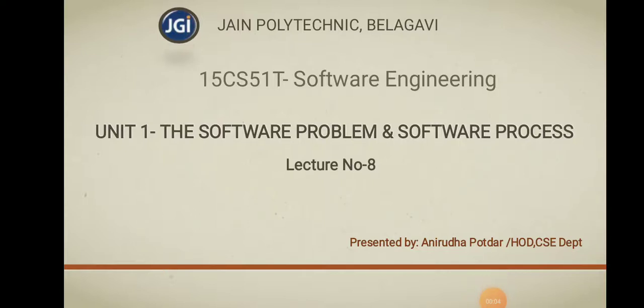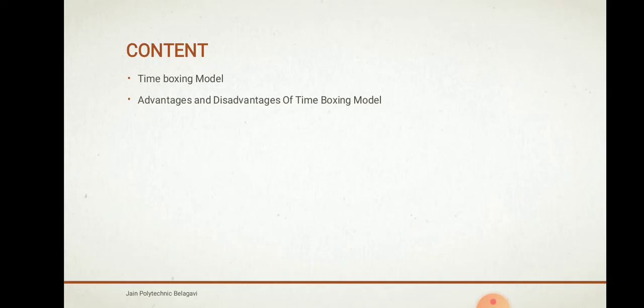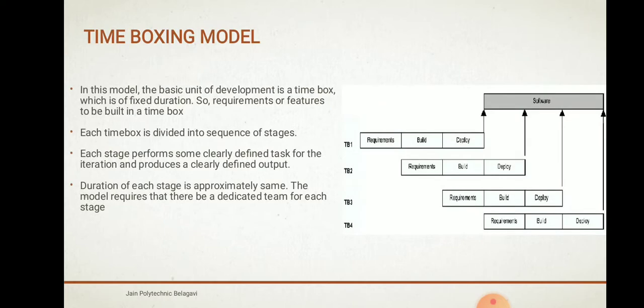Today I am going to discuss unit number 1, the software problem and software process, lecture number 8. In this video we are going to discuss the time boxing model, and its advantages and disadvantages. In the previous slides we discussed the waterfall model, the rational unified process and the iterative model. Now I will go to the next model, that is the time boxing model.